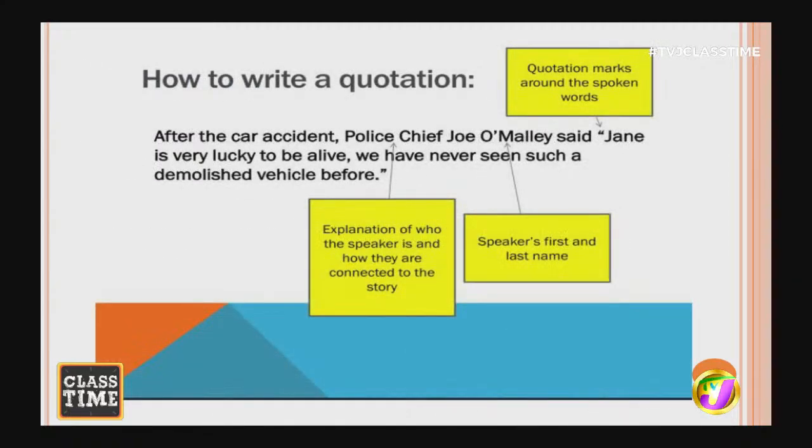All right? Now we're going to be looking at how to write a quotation. Here it is showing you how to write a quotation. So here it says, after the car accident, Police Chief Joe O'Malley said, "Jane is very lucky to be alive. We have never seen such a demolished vehicle before." Now, if we look at all the different boxes, they are pointing to different sections of this quotation. So over here, we have quotation marks around the spoken words. Now, when we come back, we're going to take a break, but when we come back, we'll continue.